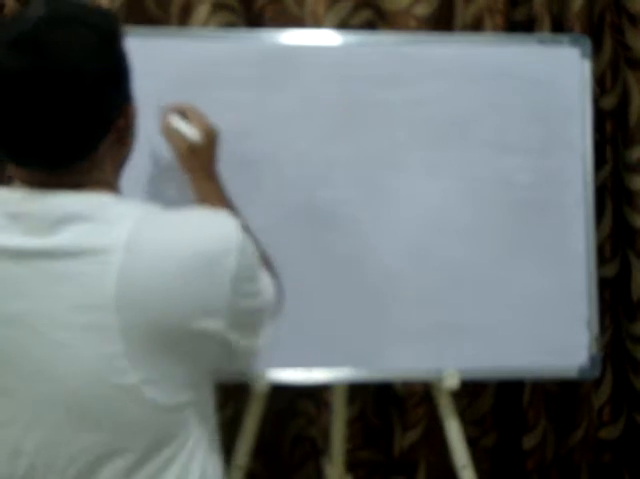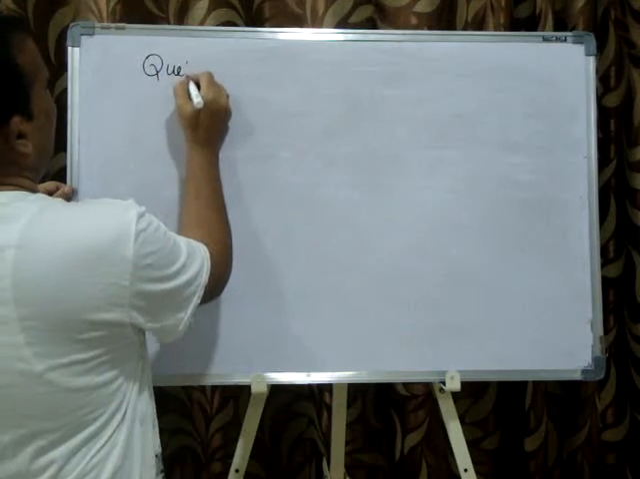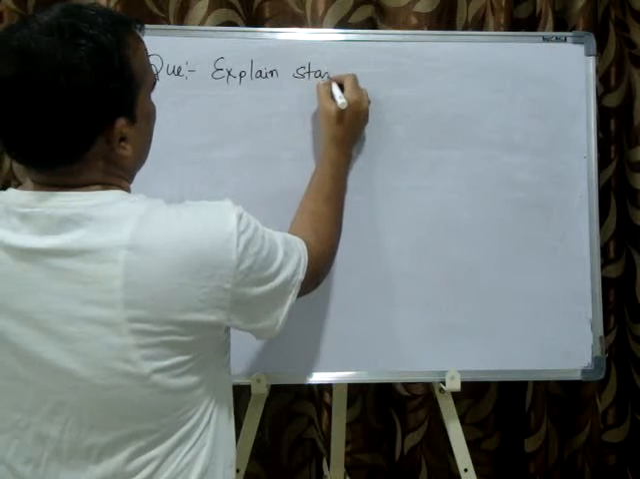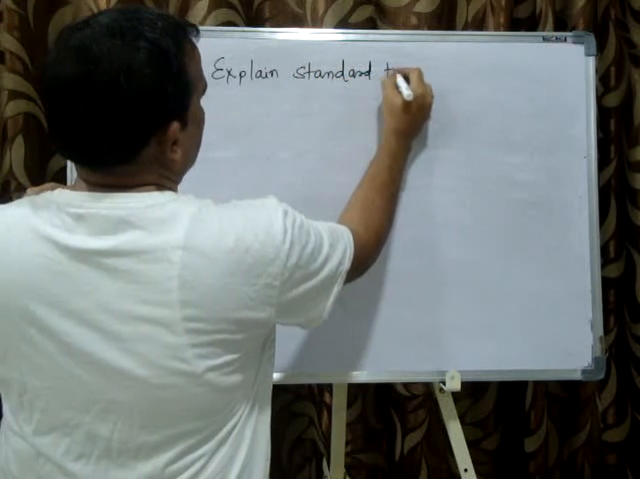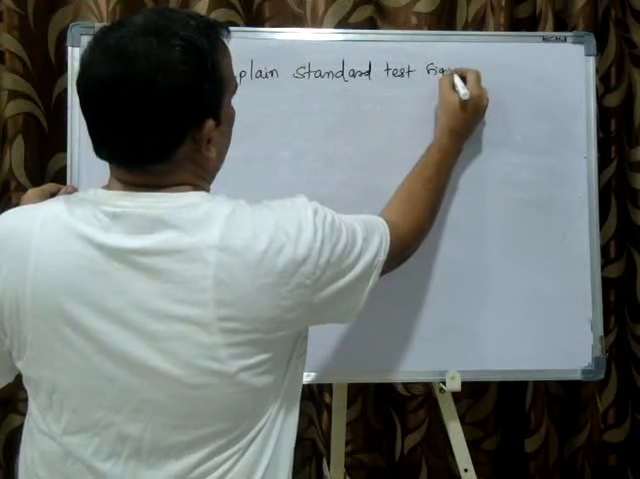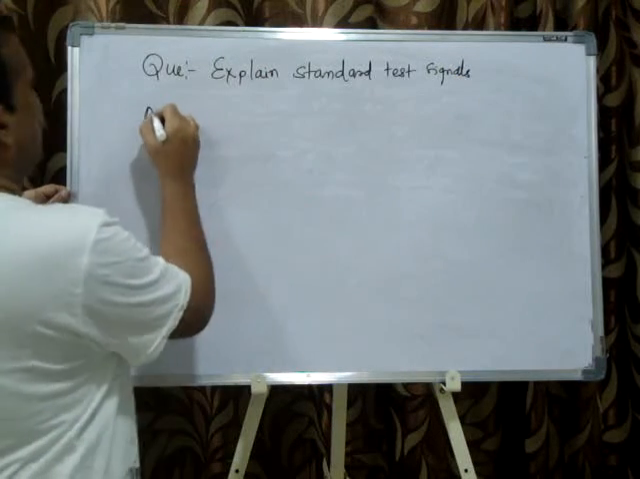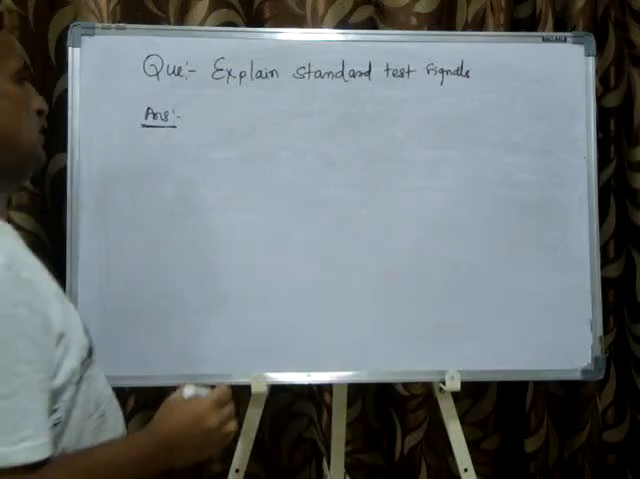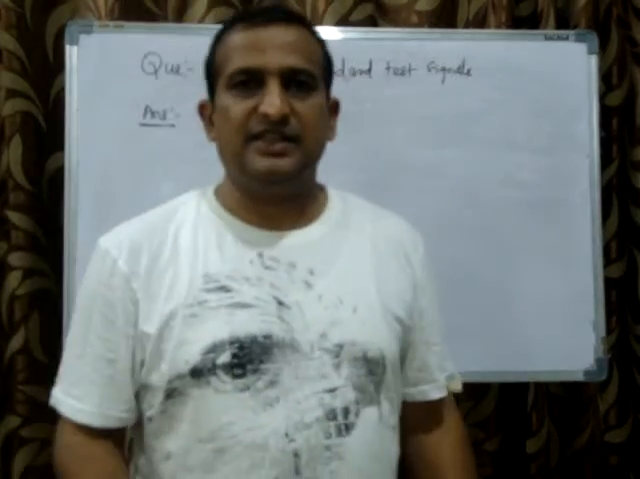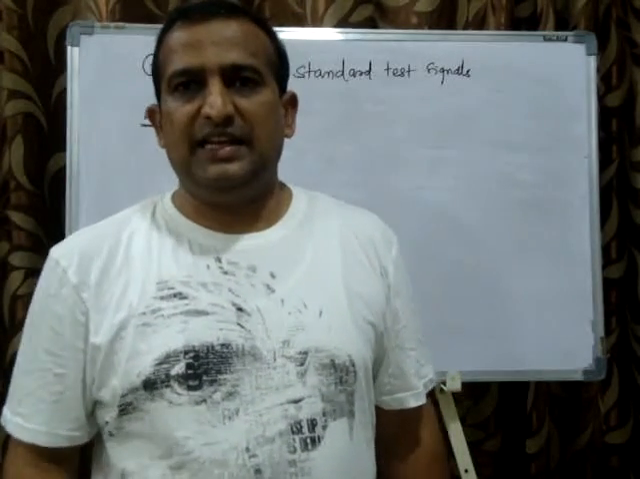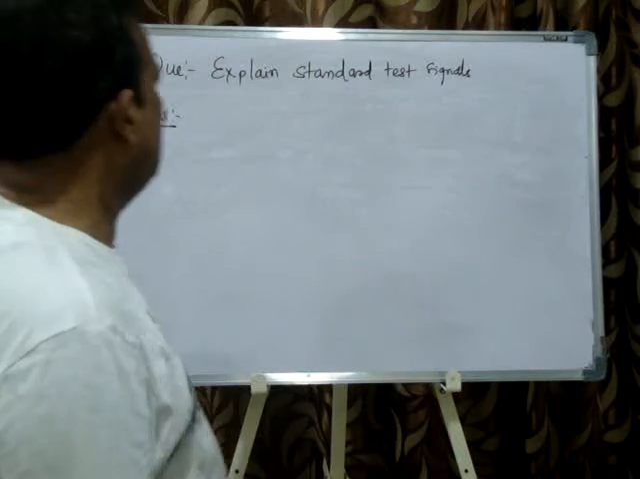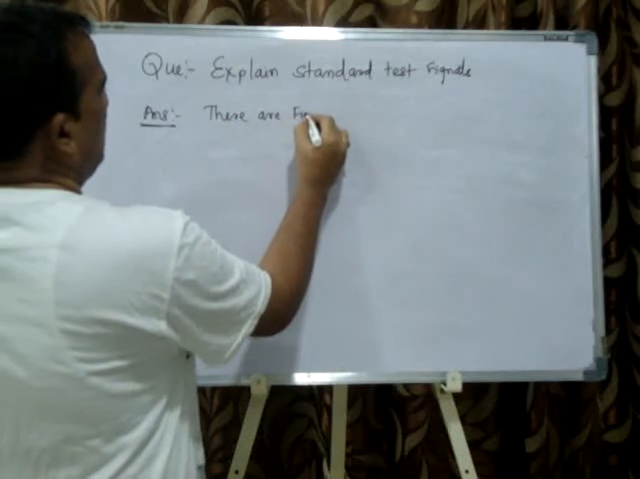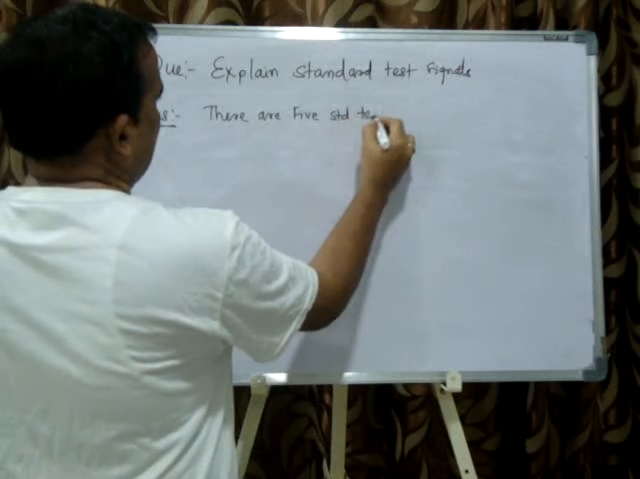The question is like this: explain standard test signals. Basically there are four types, but still we will divide into five. So the fifth one is a sinusoidal input. There is a separate model, but still I will consider there are five standard test signals.